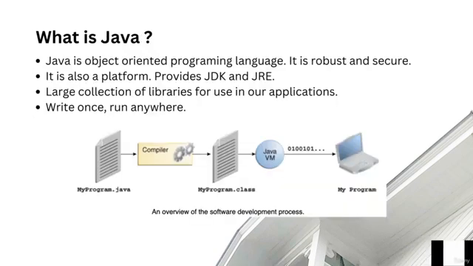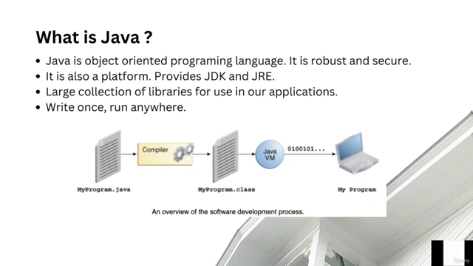So, what is Java? Java is both a platform and a programming language. As a programming language, Java is object oriented, it is portable, it is multi-threaded, it is robust, and also secure. Java has its own huge collection of libraries that we can use in our applications. For this course, we will be using Java 20 and Eclipse IDE.